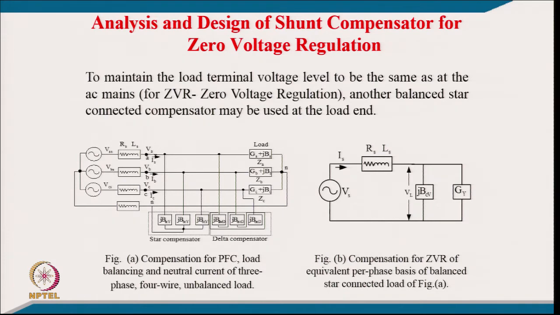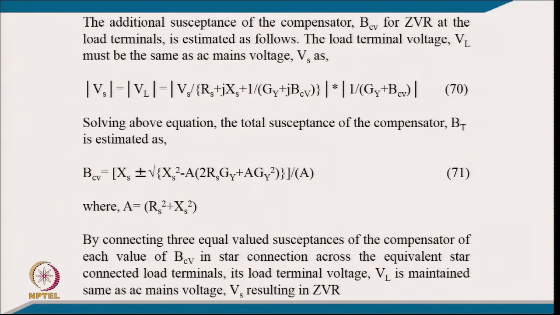Because that was for unity power factor operation, now we want to get voltage regulation. So, we have to put another compensating element for all the 3 phases. It gives a unique solution per phase. So, we have to put another compensator for voltage regulation, jB_CV, in parallel to the unity power factor balanced load, and we have to find out this value of B_CV in addition to all 6 element values which we already calculated. The additional susceptance of the compensator B_CV for 0 voltage regulation at the load terminal is estimated as follows.